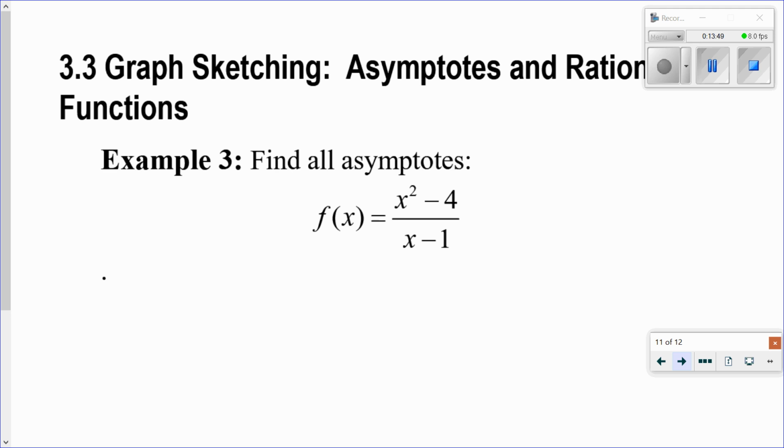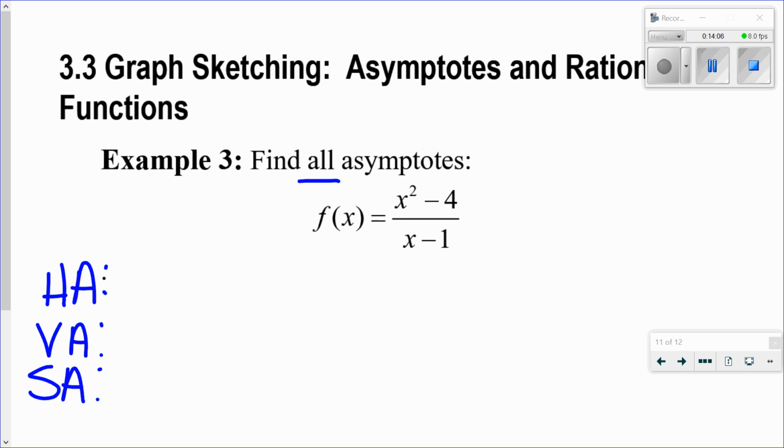All right, this is the way you will usually see my problems for asymptotes. It will say find all asymptotes. And what I expect you to do is write down HA, VA, and SA. Now, by definition, since a horizontal asymptote happens when the degrees are the same or the top is less, and the slant asymptote happens when the top is 1 bigger, I can't have both at the same time. So let's start by figuring out which one I don't have.